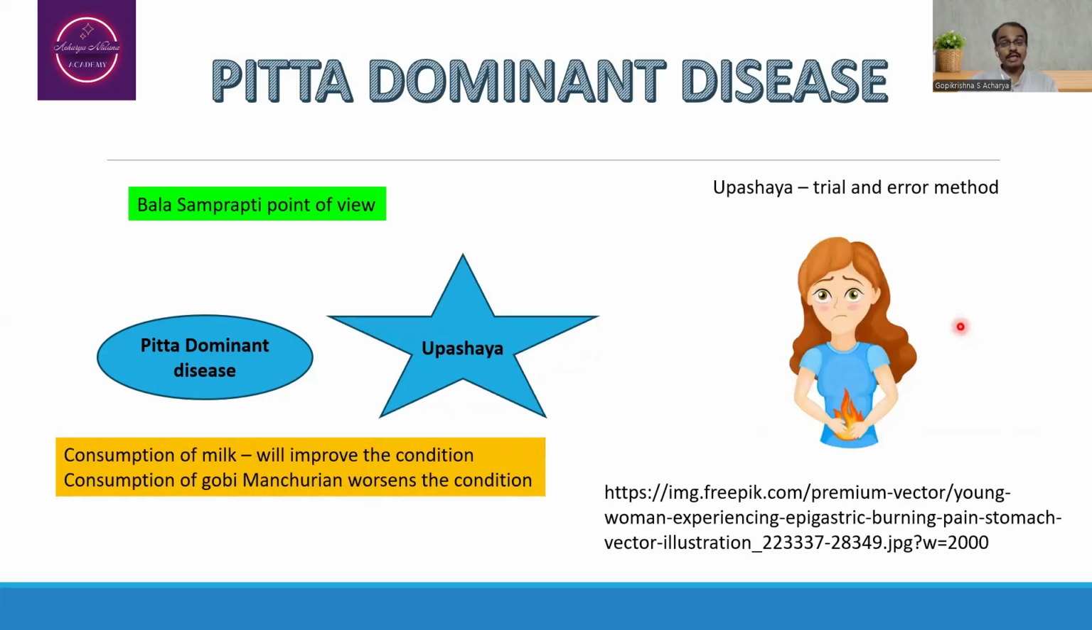As far as Upashaya is concerned, if the person consumes substances which have either Madhura Rasa or Guru Snigdha Guna or Madhura Vipaka, etc., that may be responsible for the abnormal decrease of the Pitta dosha in the body. Whereas the consumption of Katu, Amla, Lavana substances may abnormally increase the Pitta dosha in the body.